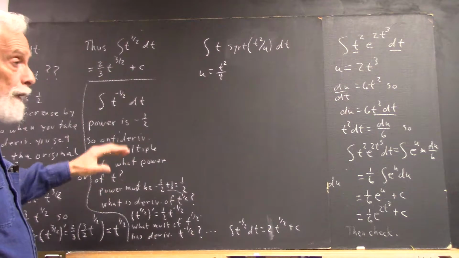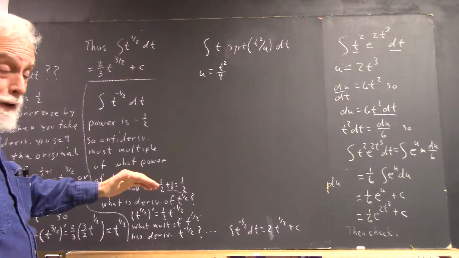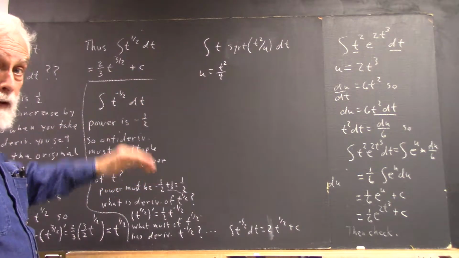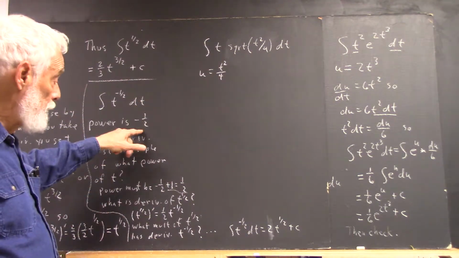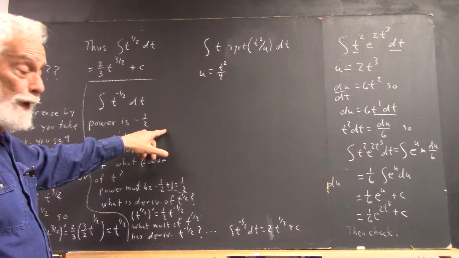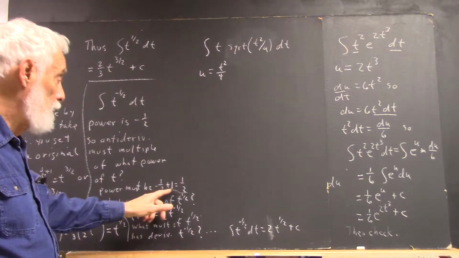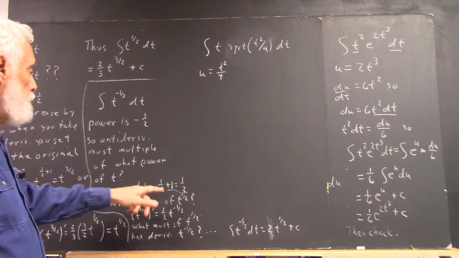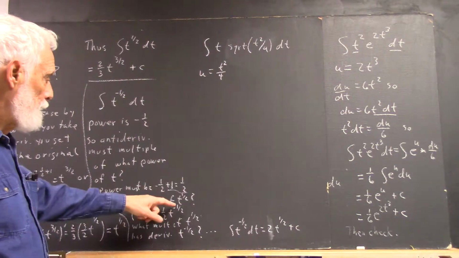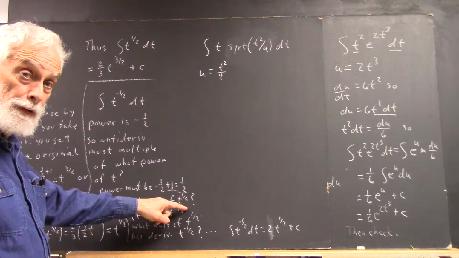Well, taking the derivative, the power goes down 1. If you're doing an antiderivative of a power function, the power goes up 1. So the power has to go up 1. Power is negative 1/2. 1 greater than that is 1/2. Negative 1/2 plus 1 equals 1/2. So now you're talking about power 1/2. That would be the function t to the 1/2.